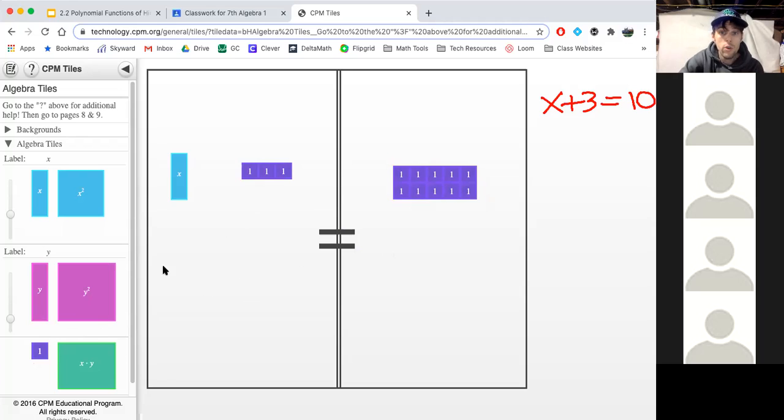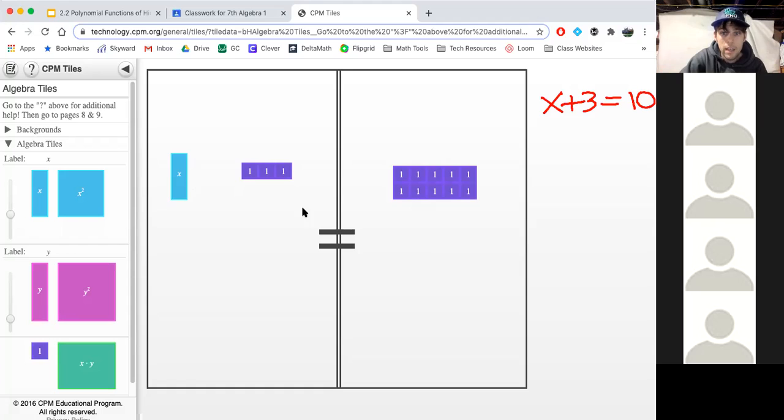The way that we use an expression mat like this in algebra tiles, and also the way that we solve an equation, is it has to remain balanced. Anything we do to one side, we have to do to the other. If we add something to one side, we have to do it to the other side, because otherwise it would not be balanced anymore.